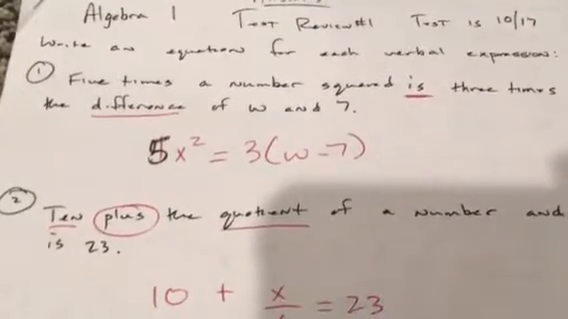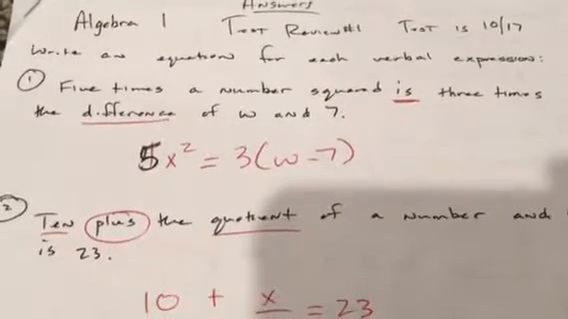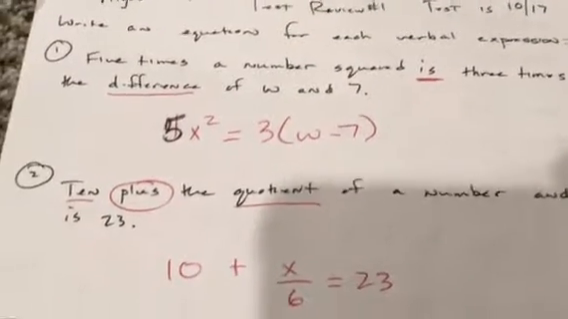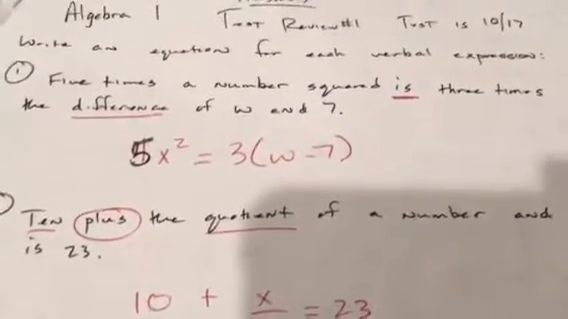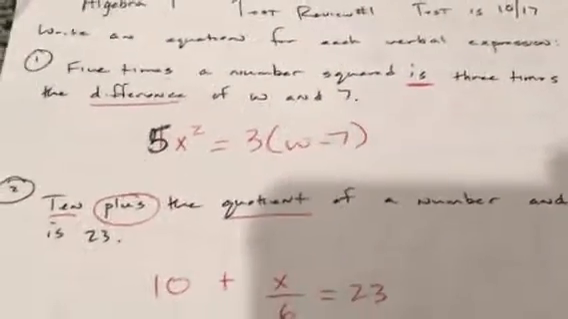Number 1, 5 times the number squared is 3 times the difference of W and 7. Anytime you see like twice the sum of, 3 times the difference of, make sure to put that in parentheses right there.